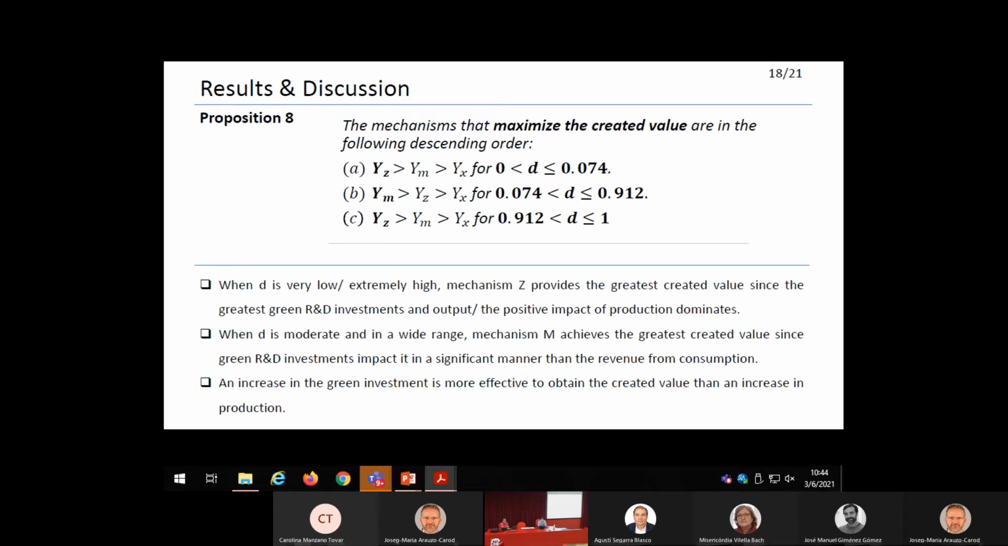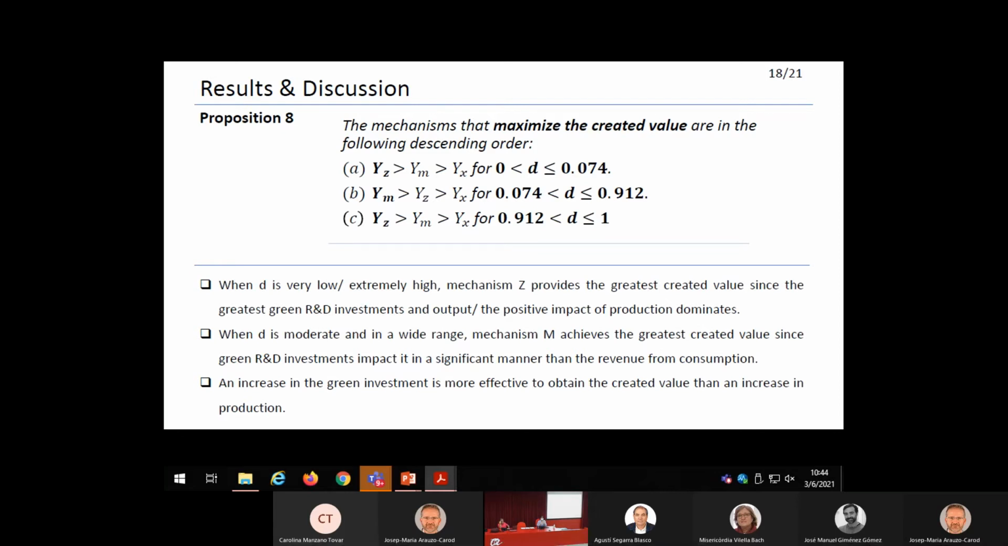The last proposition, 8. We found that when environmental damage is very low or extremely high, mechanism Z can provide the greatest created value, since it has the greatest green R&D investment and output, because in our definition, the created value is only related to the green R&D investment and output. And in the extremely high case, it's because the positive impact of the production dominates. So mechanism Z becomes the first best.